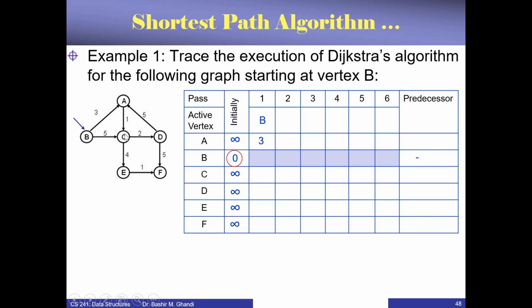We can equally reach C from B with a cost of 0 for reaching B plus 5. So that's 5. Again, you can see the current cost of C is infinity. Definitely 5 is smaller than infinity, so we're going to accept the new value.